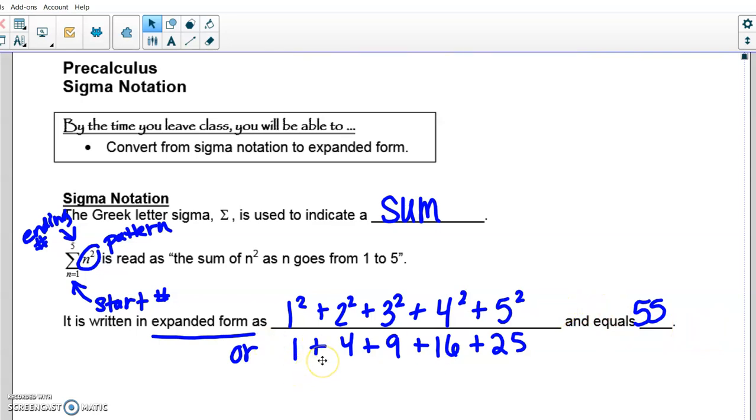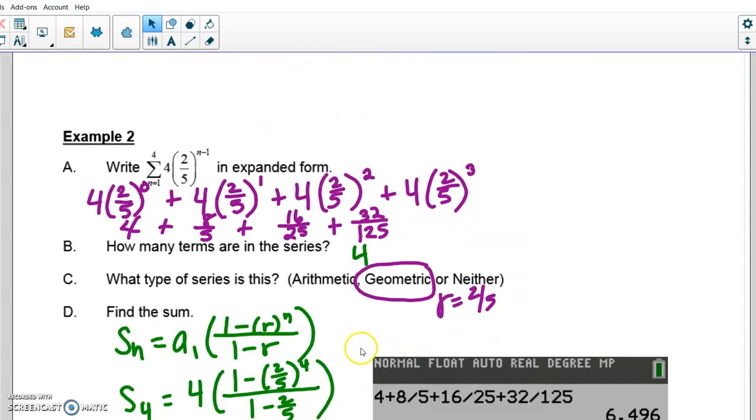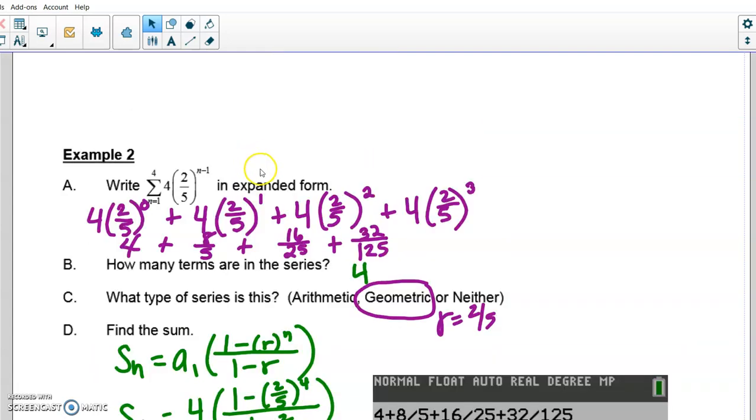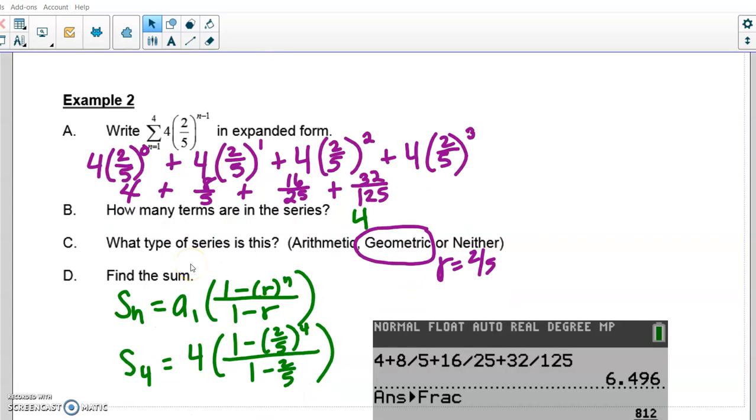So you can see that we can have our geometric series and sequences with sigma notation. So our first example here, ignore the numbering. I took out some because they were arithmetic sequences, and we haven't done that. So the numbering is off. Yes, I know. But our first example here says to write the sum of 4 times 2/5 to the n minus 1 power as n goes from 1 to 4 in expanded form.